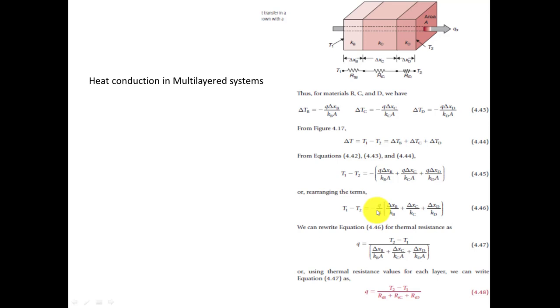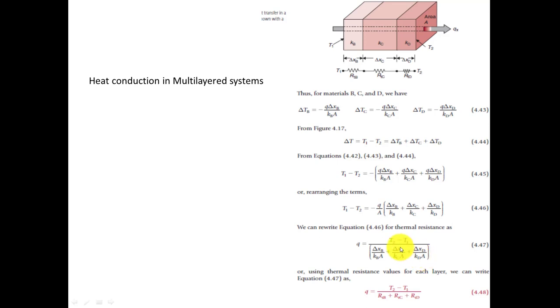So from here I can find out the value of Q. Q will finally be equal to T2 minus T1, as it is, and A we can keep inside. So delta XB by KBA plus delta XC by KCA plus delta XD by KDA. It seems funny, first they have taken A outside and again they are multiplying.